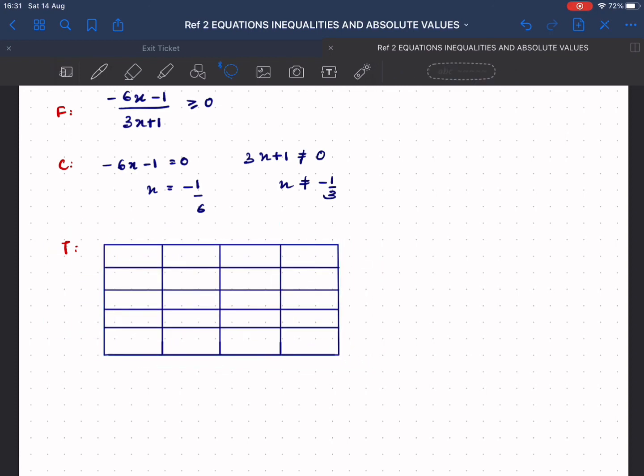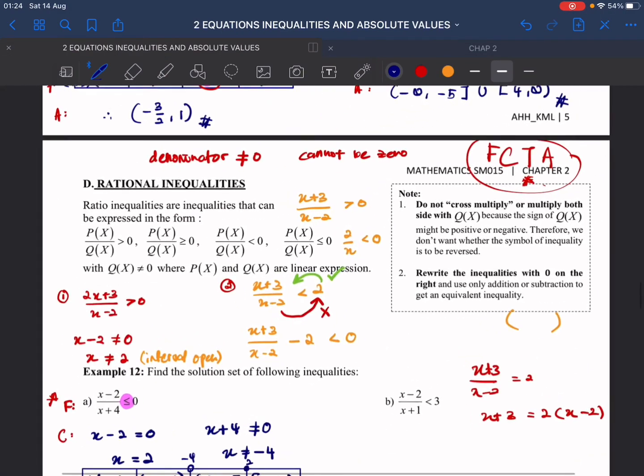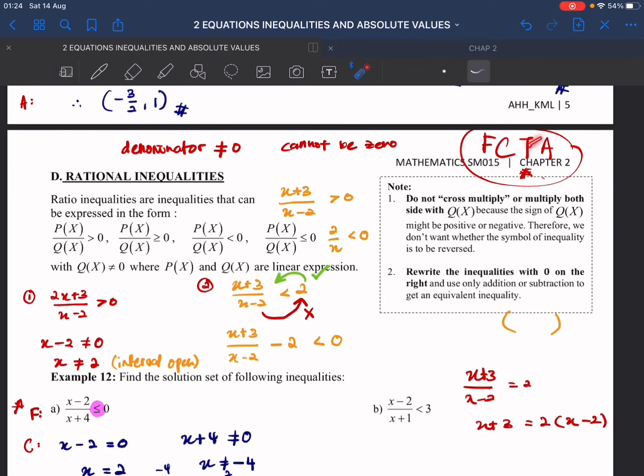Right. So now we have negative 1 over 3, not equal. Okay, so that is our rational inequalities. So once again I remind you, rational inequalities use the same steps as quadratic. We have the factor, the critical values, the table of sign and our answer.